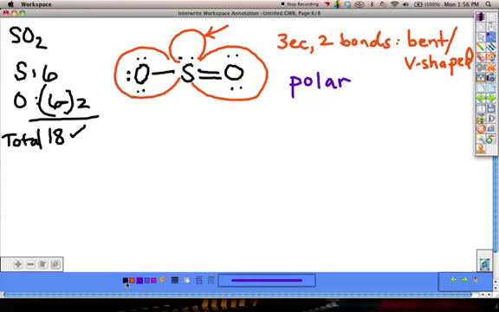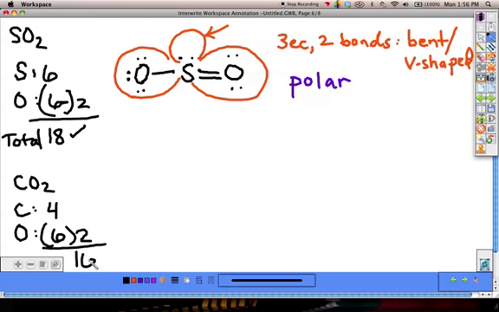Okay, one final one to look at. We have CO2 now. Carbon has 4 valence electrons. Oxygen we just determined was 6. There are 2 oxygens again, so 6 times 2, that's 12, plus another 4. We're looking for 16 total electrons this time. The carbon needs the most number of electrons to be satisfied, so we'll put it in the middle.